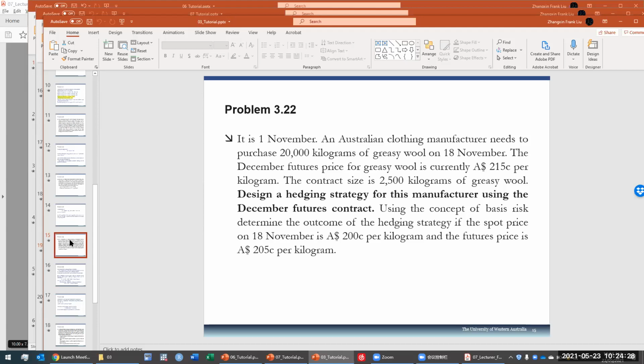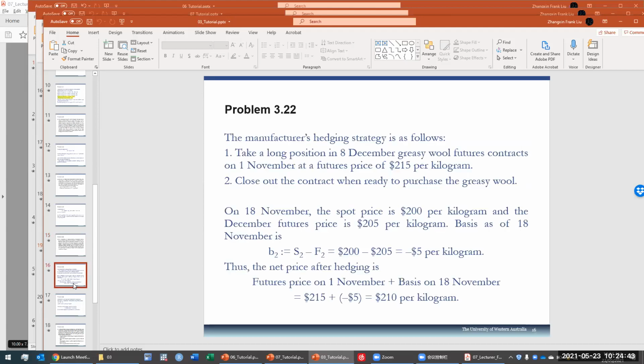If you don't want to stick with that philosophy, that's fine. You can just think, all right, I'm going to buy something. If I'm buying something, how do I hedge? Buy a futures contract, because buying a futures contract helps you lock in a price, right? So the answer would start with saying you have to take a long position and you close out the contract, because you can't hold it until December, right?